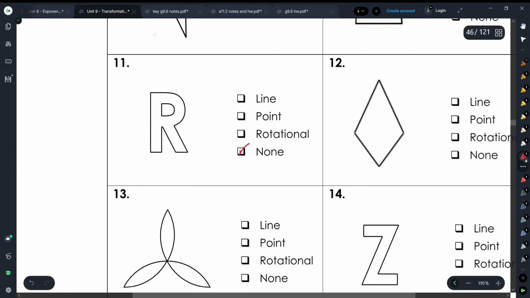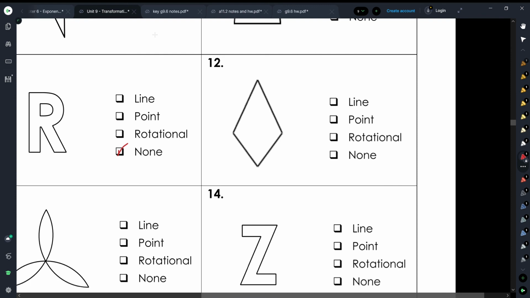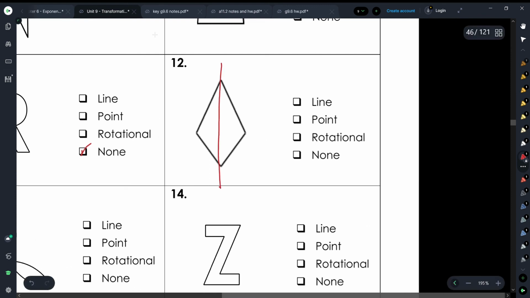I would say none. R is a very unusual shape. Line symmetry. Yep. Not point, because you see that this is a little bit fatter than the top part. So no point symmetry, and then I don't think it has rotational either. So just line.